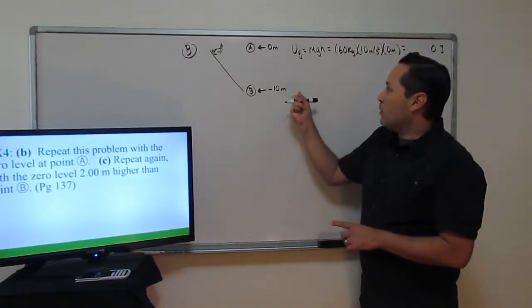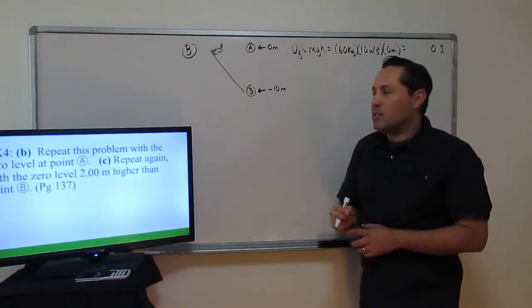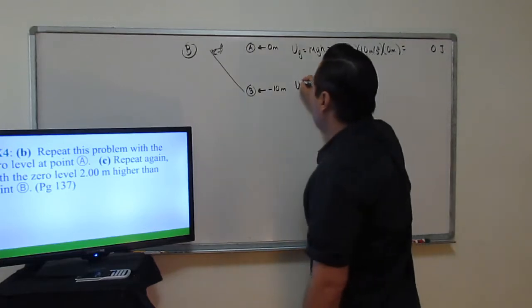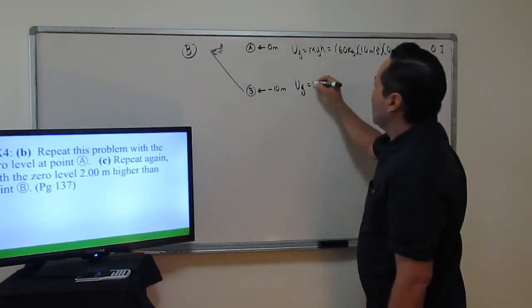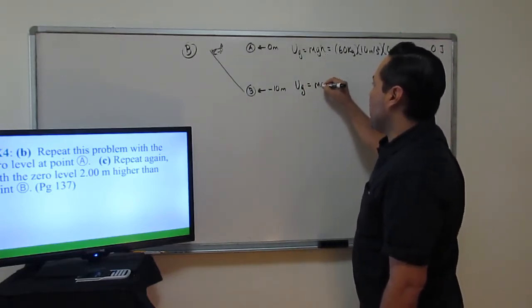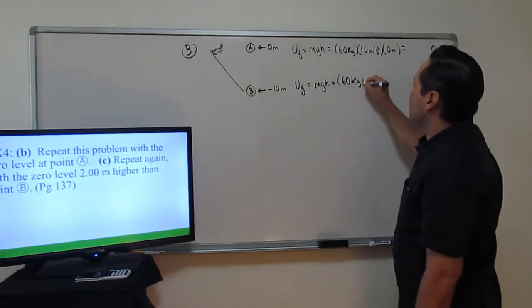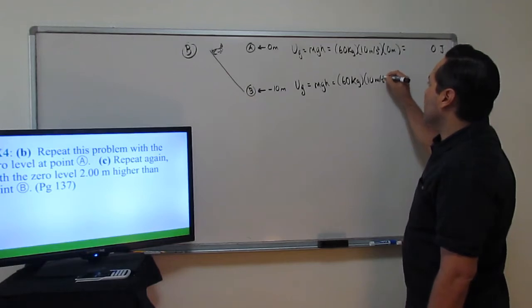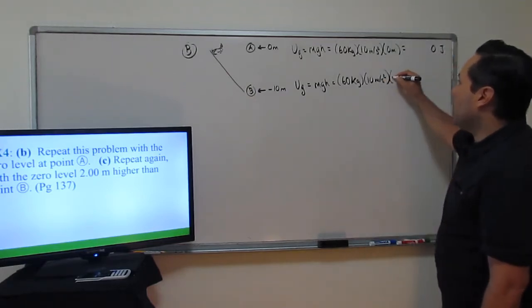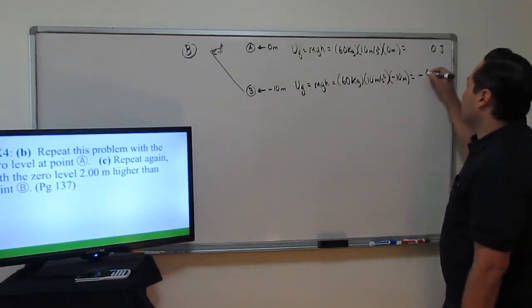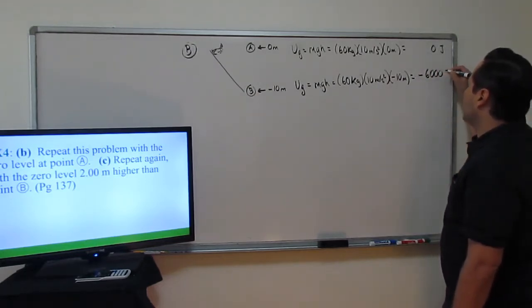For the answer for point B, it's going to be 10 meters below 0, so it's negative 10. So we're going to have potential energy due to gravity equals mass times gravity times height, so it's going to be the same mass, acceleration due to gravity, and our height is negative 10 meters. So you go ahead and multiply, that gives you negative 6,000 joules.